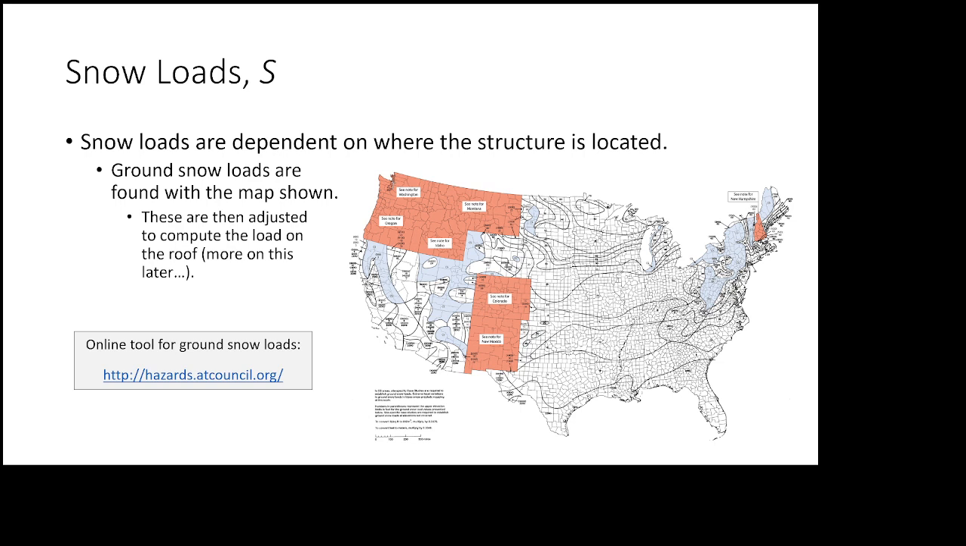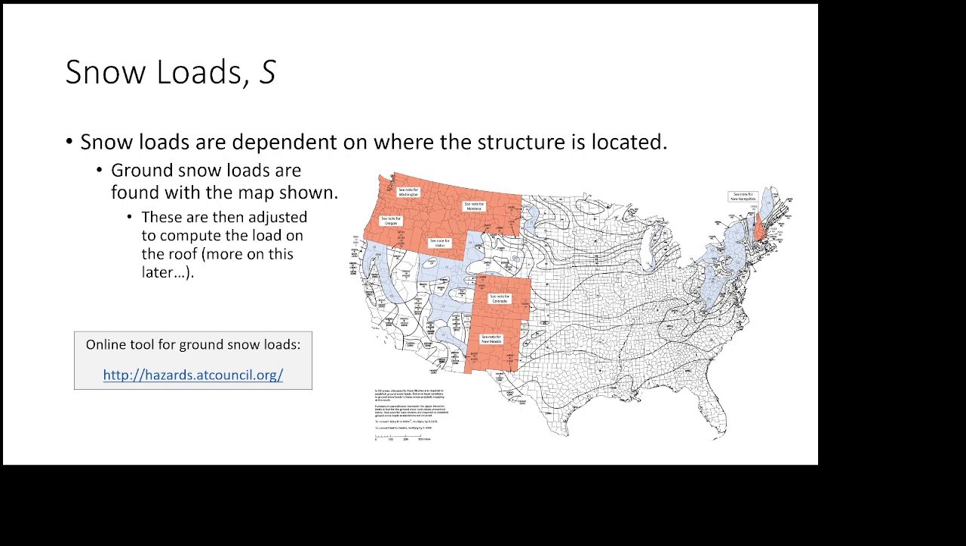Risk category 4 is a structure that if it were to fail would have a profound impact on the surrounding community. So a risk category 4 structure would be like a hospital, a fire station, a police station, et cetera. So when we as structural engineers are designing risk category 4 structures, we bump the loads up because of that importance category. Risk category 2 is basically any structure that doesn't fall into the other categories.